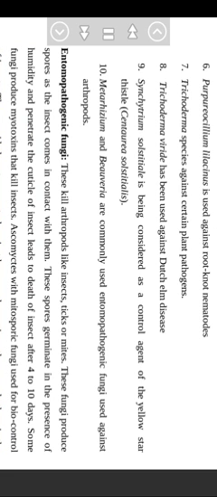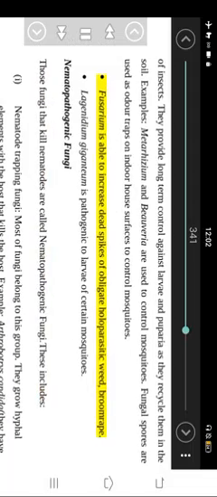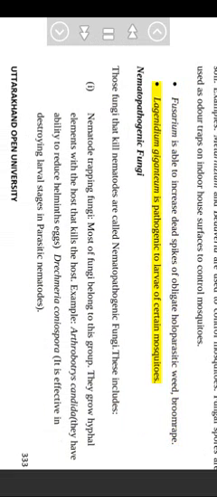Examples: Metarhizium and Beauveria are used to control mosquitoes. Fungal spores are used as odor traps on indoor house surfaces to control mosquitoes. Fusarium is able to increase dead spikes of the obligate holoparasitic weed, broomrape. Lagenidium giganteum is pathogenic to larvae of certain mosquitoes.